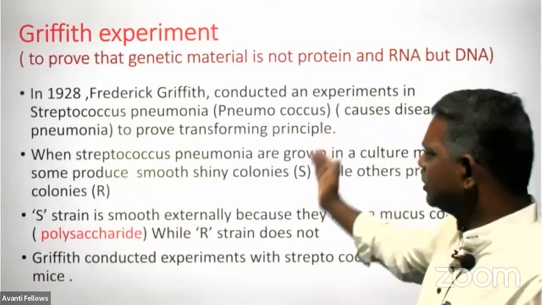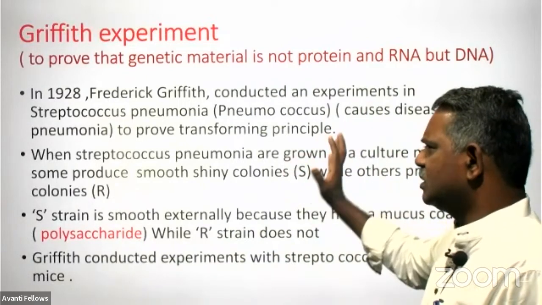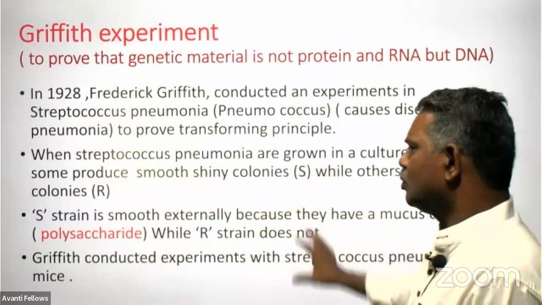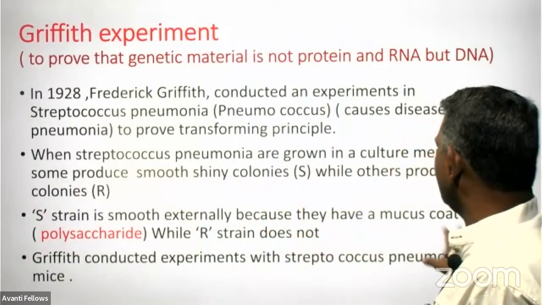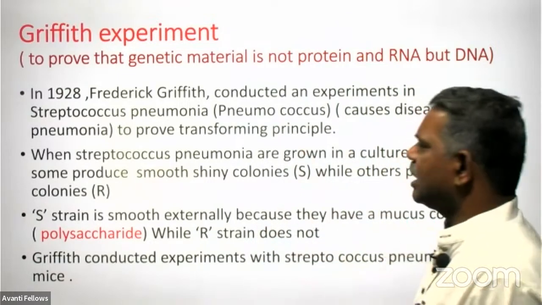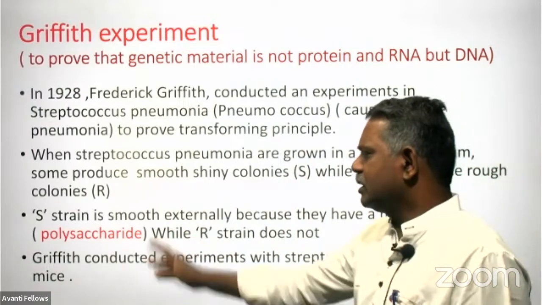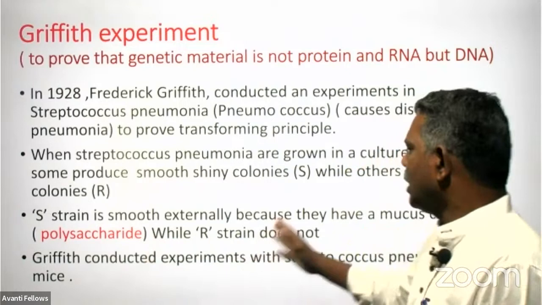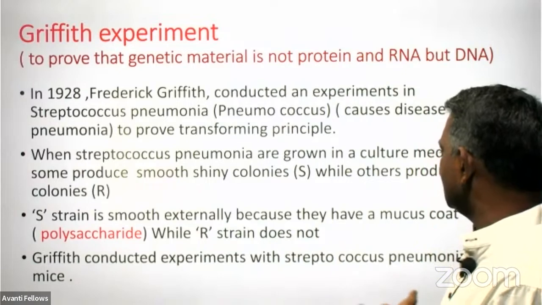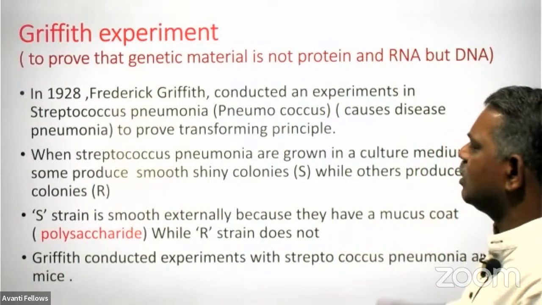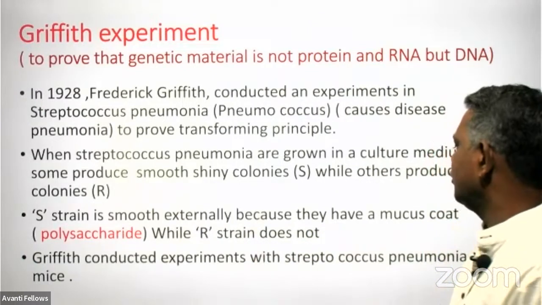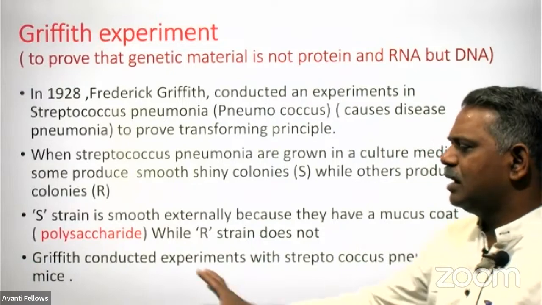The smooth one with a shiny surface, we call the smooth strain, and the other one is the R strain. The S strain is smooth externally because it has a mucous coat. Why is it shiny in external appearance? Because it has a mucous coat, which is a polysaccharide, while the R strain does not have it. The R strain is rough because it doesn't have such a smooth mucous coat on its surface. That polysaccharide is not there. And Griffith conducted the experiment with Streptococcus pneumoniae and mice.